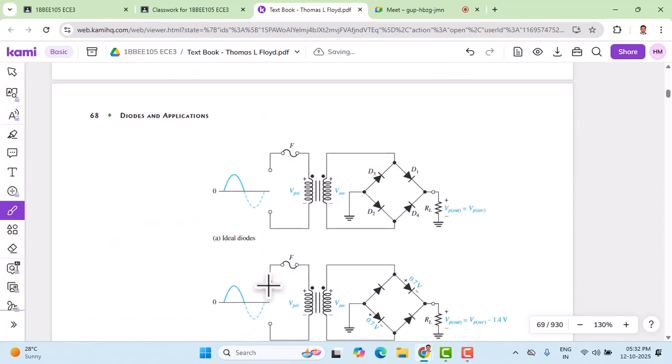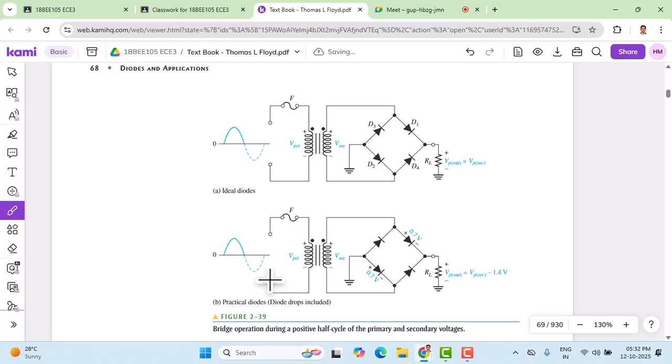So let us see that now. The next circuit is for the ideal conditions. When ideal diodes are considered, we should not consider any drop across them. This is for the positive half cycle. D1 and D2 remain forward biased, D3 and D4 remain reverse biased, and when the cycle changes, it is the reverse. So D3, D4 become forward biased and D1, D2 become reverse biased. With ideal diodes, the peak output voltage is exactly equal to the peak voltage of the secondary. Whatever peak voltage appears at the secondary exactly appears across the load.